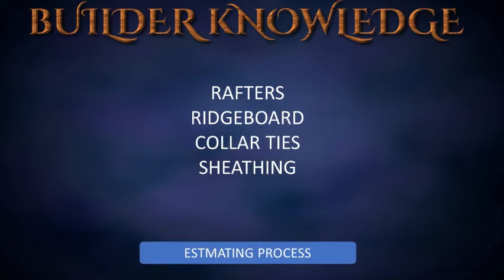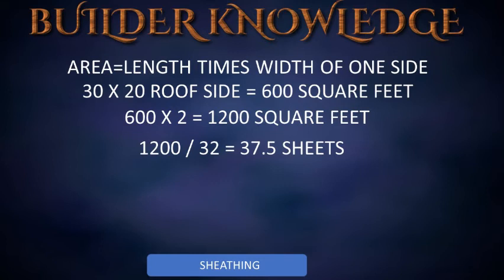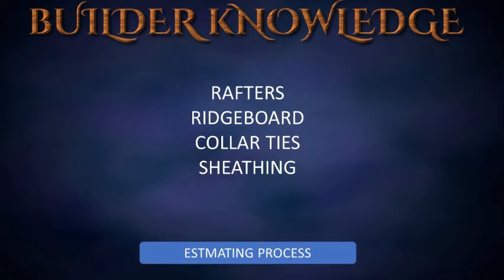Sheathing. First find the area, length times width, of one side of the roof. For example, a roof 30 feet long and 20 feet wide: 30 feet times 20 feet equals 600 square feet. Multiply by 2 to find the total area of the roof. For example, 600 square feet times 2 is equal to 1,200 square feet total area. Now divide by 32 to find the number of 4-foot by 8-foot sheets of sheathing material required. For example, 1,200 divided by 32 is equal to 37.5 sheets of sheathing material.